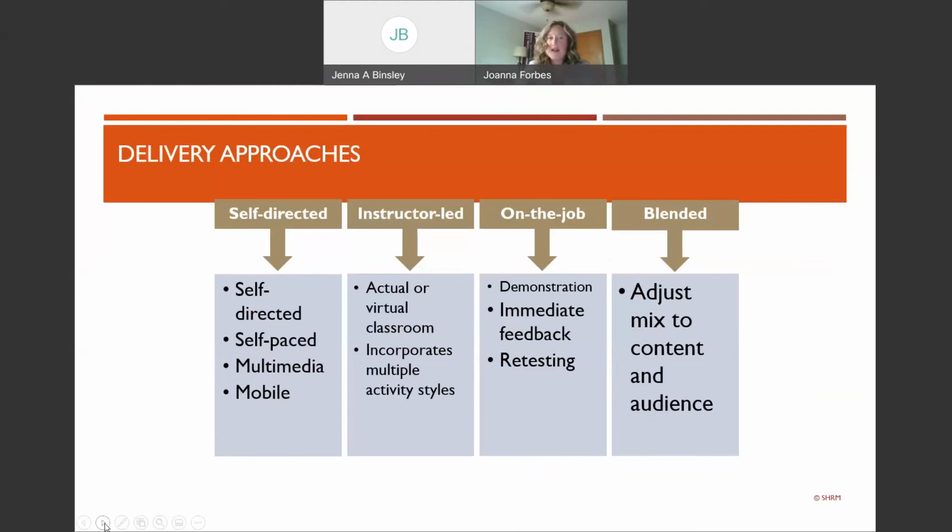So self-directed, those are typically the online ones when they can do them. We have instructor-led, we have on the job, and then we have blended. And the reason, again, why I want to point these out is because if we think back to a few minutes ago when we were talking about our employees' needs, we have to make sure that we understand that, because not all employees will thrive sitting in a classroom. Not all of them will thrive being shown on the job and then expected to do it right away. Everybody has different needs, and it is important to recognize that.